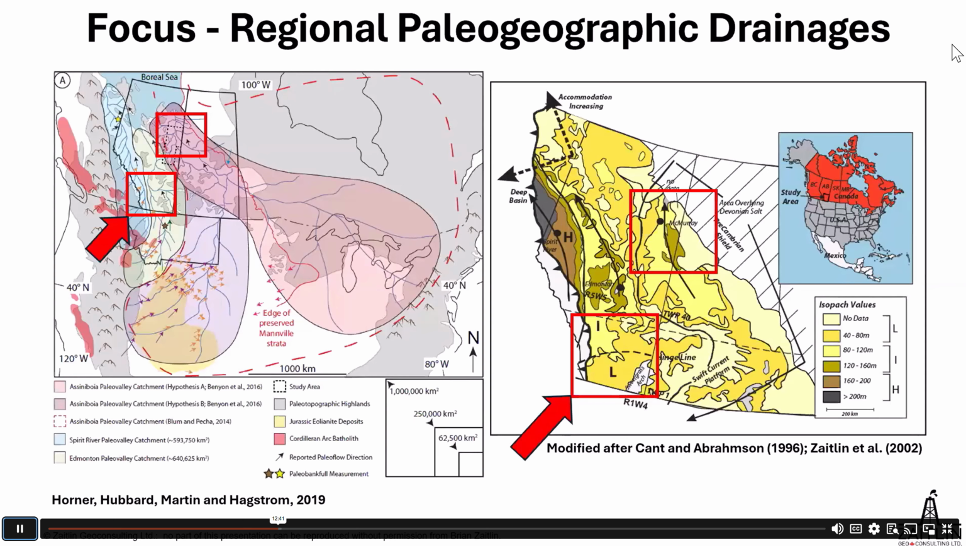So this is some work done by Horner and their co-authors back in 2019, again, taking a look at different types of detrital zircons and different types of heavy minerals. And they were able to see that just like in the Blum study, there was an area of units located over here that are running from south to north. And there's an area here, a couple of drainages that feed into the McMurray system that come into this area through here.